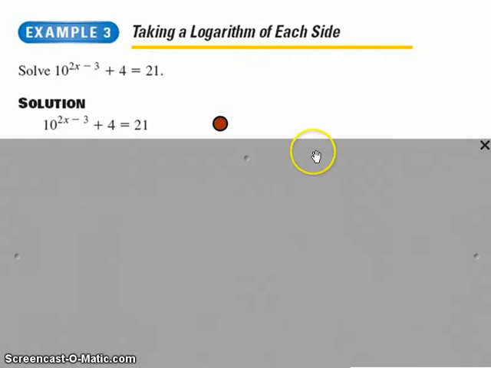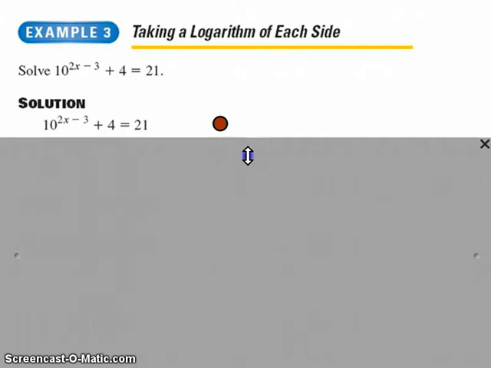Third example, very similar to the previous one, slightly more complicated. I want you to hit the pause button and see if you can work this one out. Okay, well, admittedly, this example is right out of the textbook, so you could have simply looked at the textbook steps. I'm just going to walk you through those.